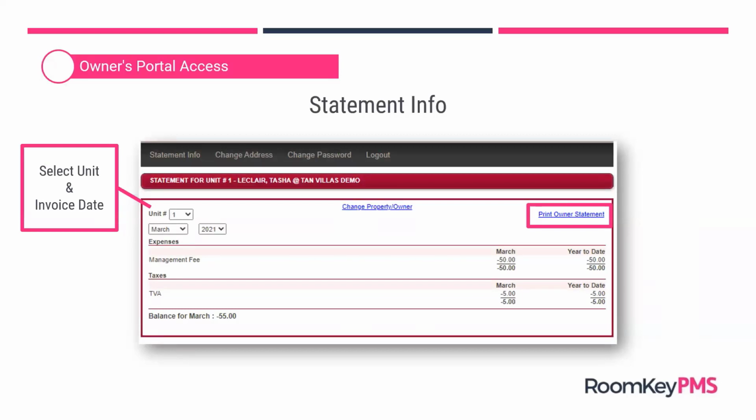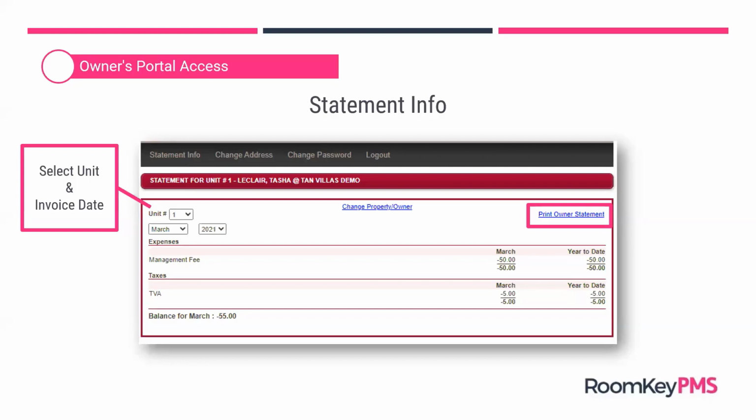They can also look at different invoices by date, subject to settings by the property. So the property may only allow owners to look at the current statement, or they may only let them look at one statement previous, so the current statement and last month's statement. Those settings are actually controlled by the property, but the owner themselves could flip through these different selections here as well.